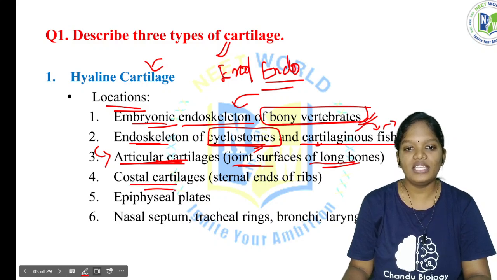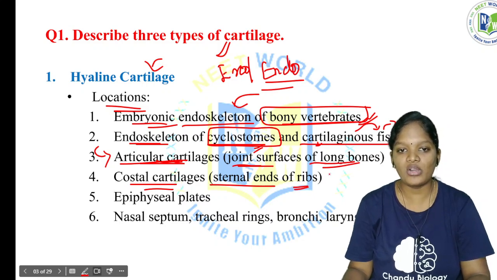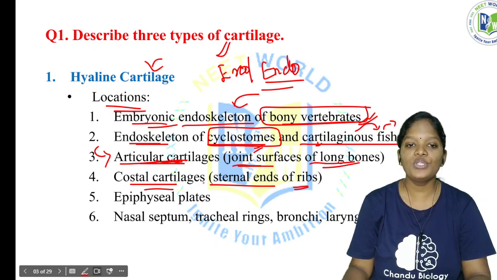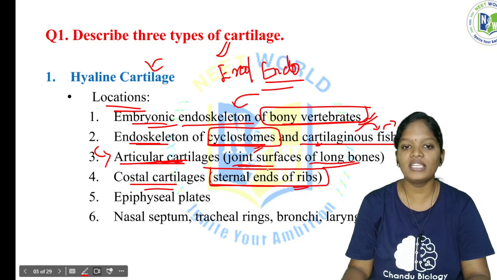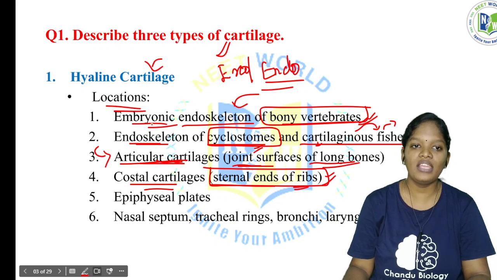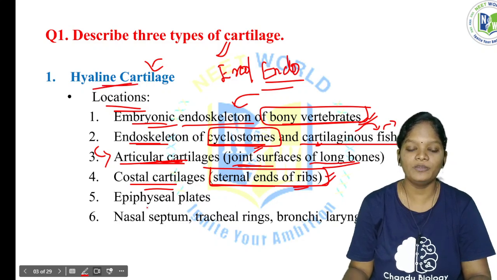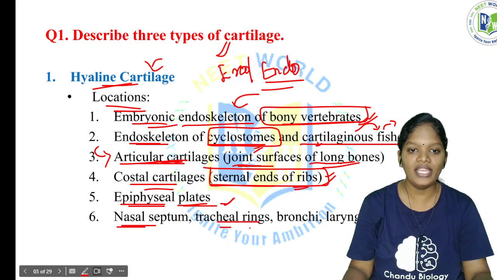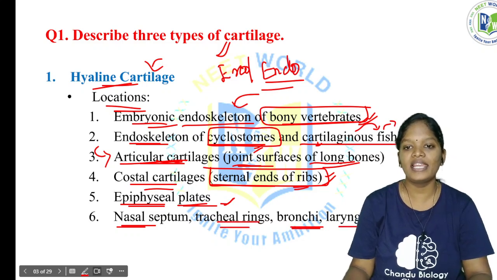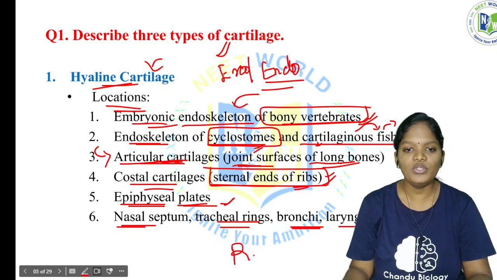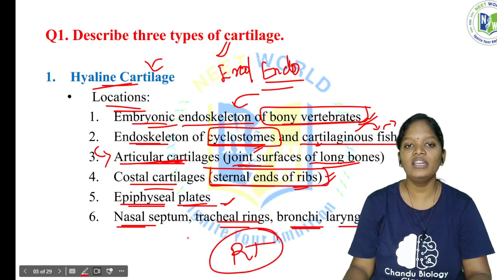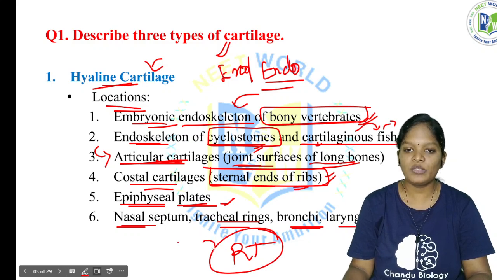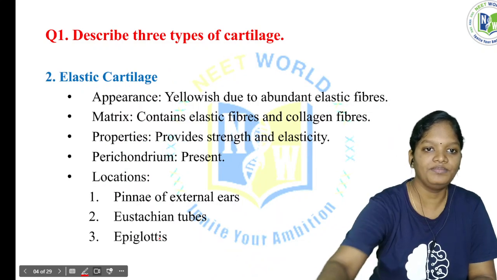Now costal cartilages. Costal cartilages means the sternal end of the ribs. You could have come across the words sternum and ribs, and this costal cartilage is present in the sternal end of the ribs. There we can find this hyaline cartilage. Now epiphyseal plates, where we can see the hyaline cartilage. Also the nasal septum, that is the nose, tracheal rings in the respiratory tract, bronchi, and laryngeal cartilages. The most common type of cartilage seen in the respiratory tract is the hyaline cartilage.